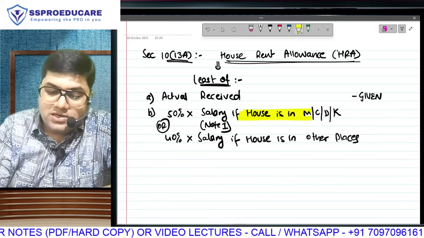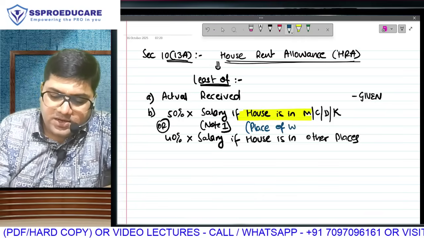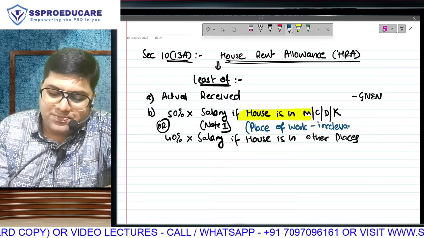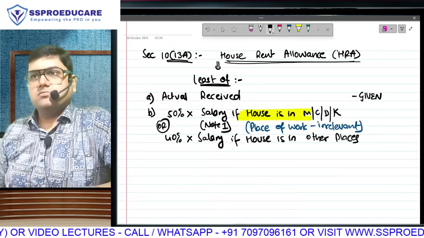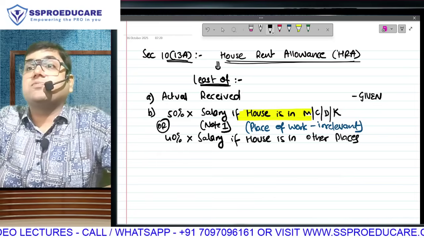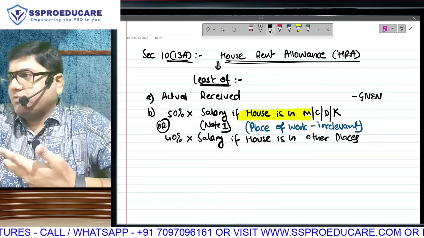Place of house. Let me specify, place of work is irrelevant. Of course, if the question does not mention place of work separately, then place of home is only going to become place of work. But if it is given, we will ignore place of work. We will take place of house because it will depend on place of house.